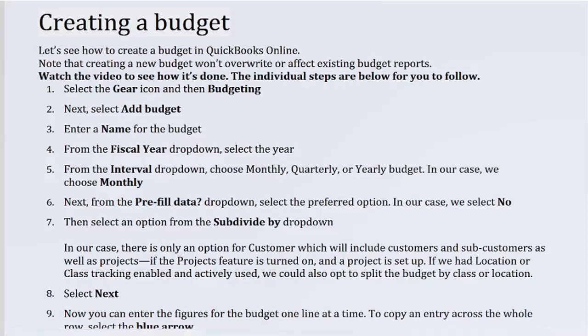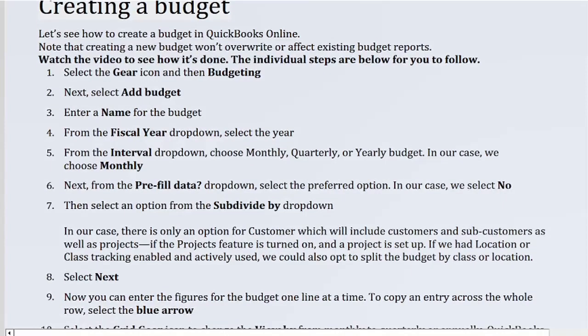Then select an option from the Subdivide by drop-down. In our case, there is only an option for customer, which will include customers and sub-customers as well as projects, if the projects feature is turned on and a project is set up. If we had location or class tracking enabled and actively used, we could also opt to split the budget by class or location. Select Next.